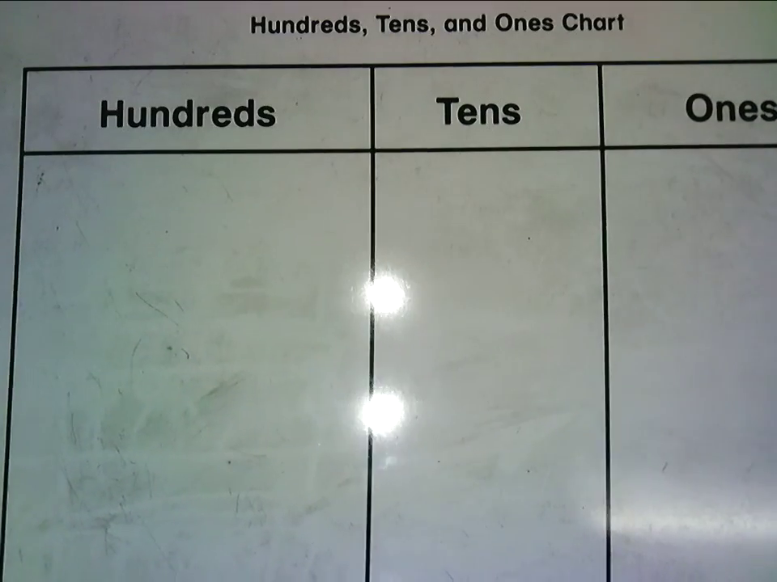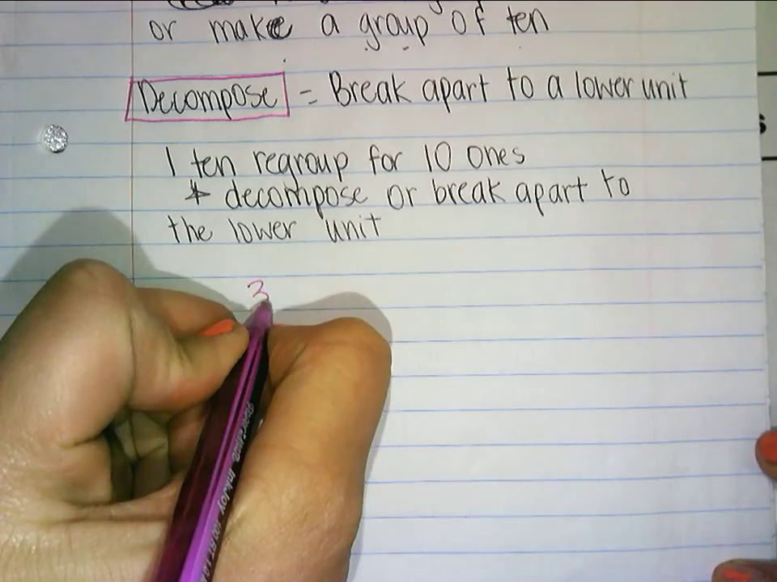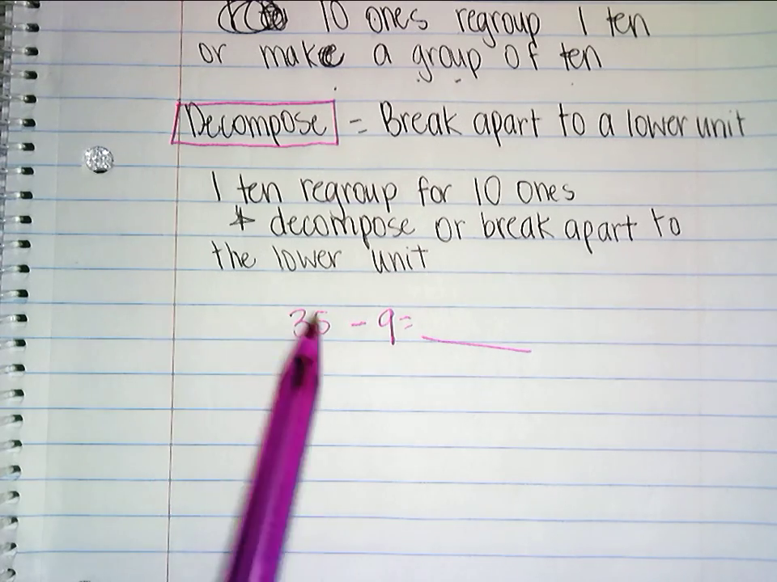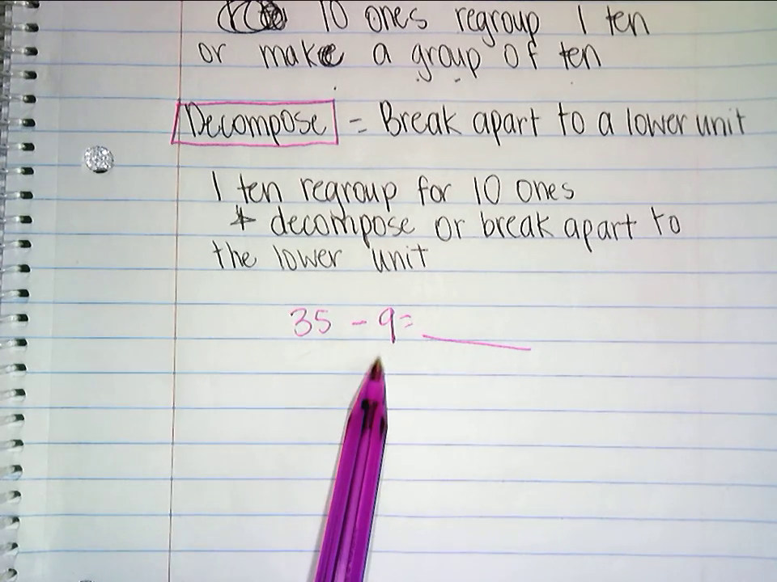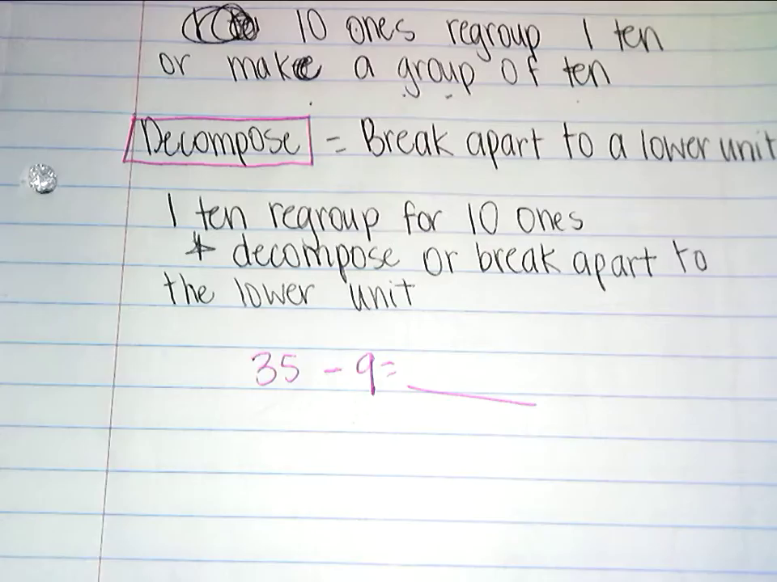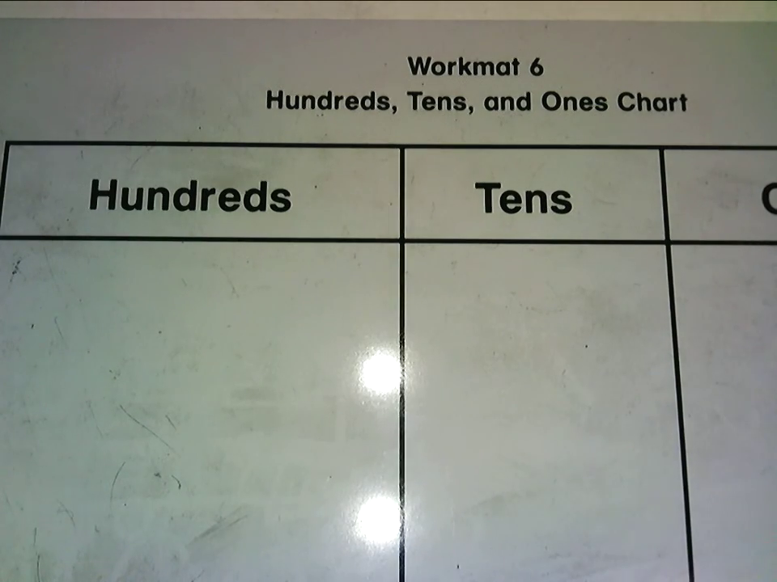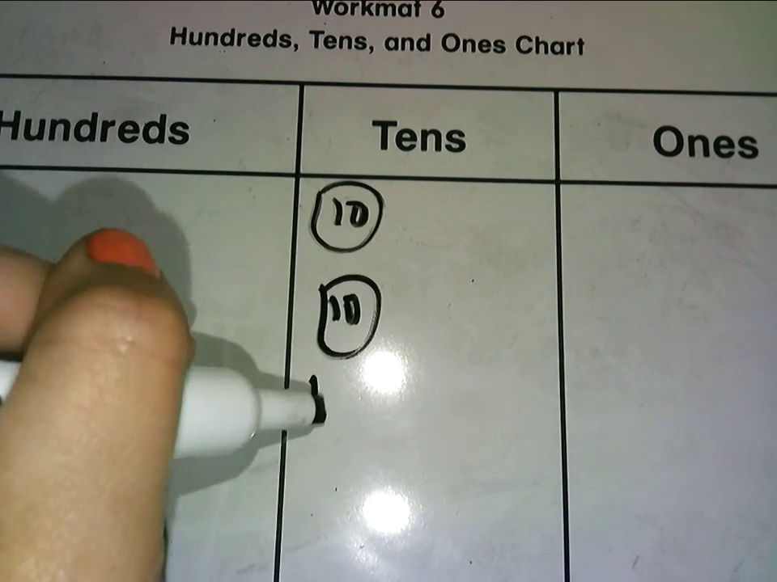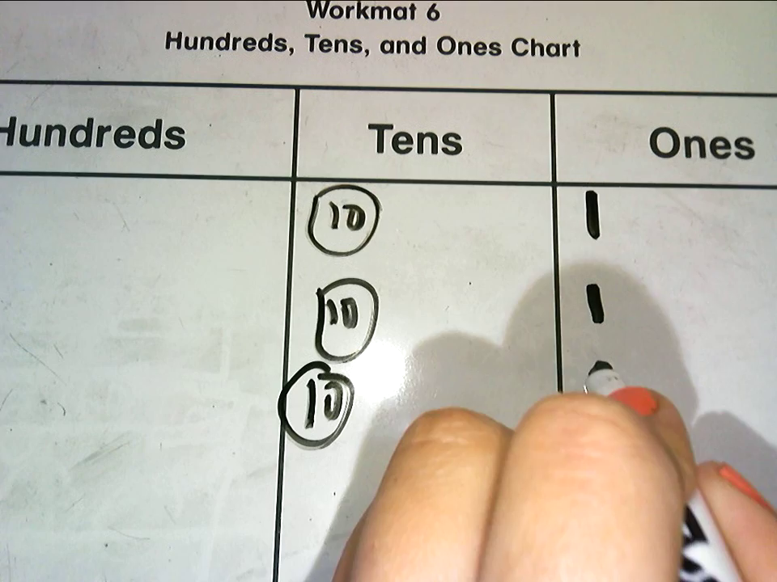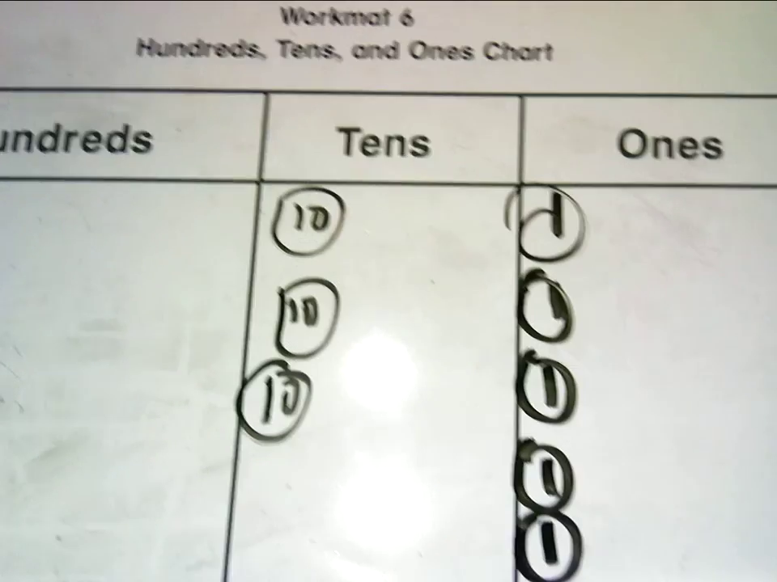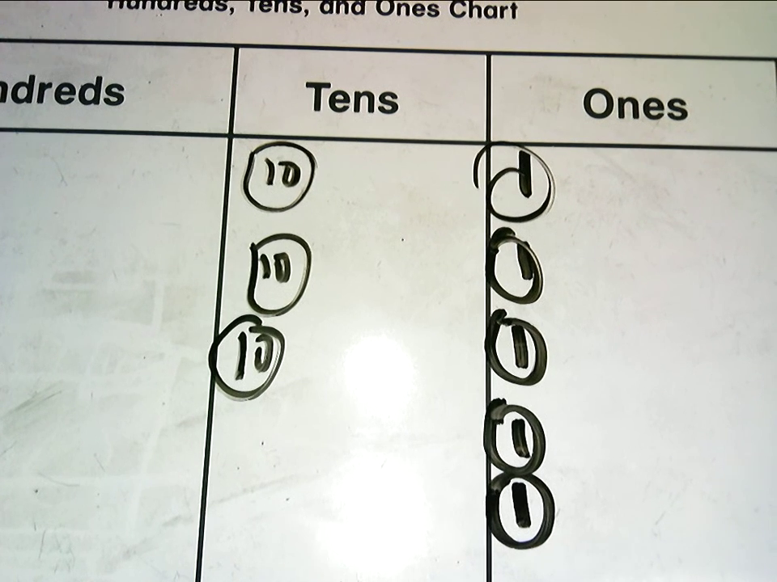So I have my place value chart here, and let's say I have the numbers 35 minus 9. Remember, for subtraction, you start with the whole and you take away a part. So first I'm going to start with my whole, which is 35. On my place value chart, I'm going to draw 35, 3 tens and 5 ones. We're going back to those place value discs. Now I'm going to try to subtract 9.